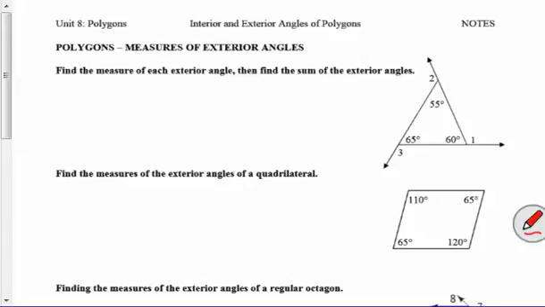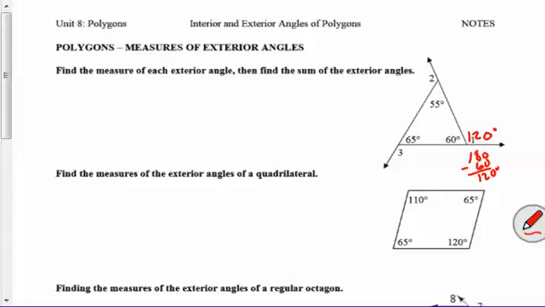In today's video, we'll be talking about polygons and the measures of exterior angles and interior angles, and their relationship to each other. So the first diagram here, the first set of questions asks you to find the measure of each exterior angle. Given an interior angle of 60, the exterior angle has to equal 120 degrees because they form a linear pair. Linear pairs are worth 180, so when you subtract out the 60, we're left with 120 degrees.